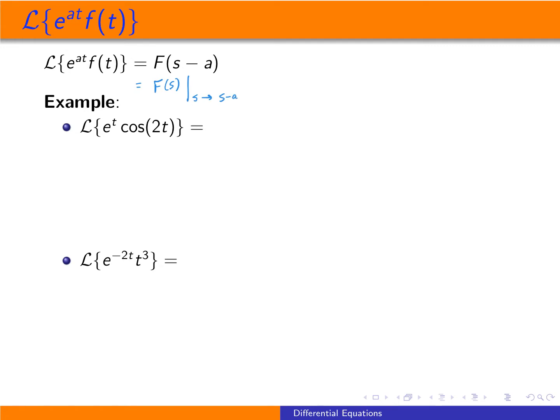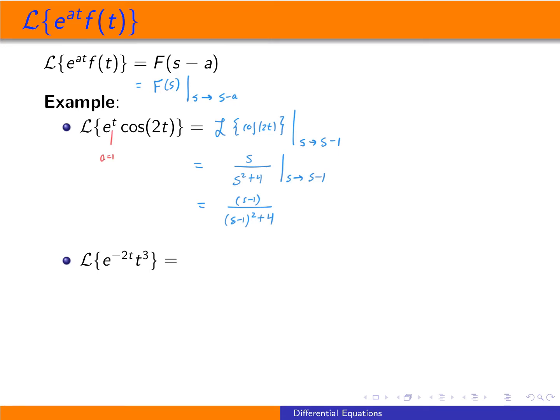So for example, if we wanted to evaluate the Laplace transform of e to the t cosine of 2t, our a value is 1. So this will be the Laplace transform of cosine of 2t, where we make the s become an s minus a, so s minus 1. The Laplace transform of cosine of 2t is s over s squared plus 4, and every s needs to become an s minus 1. And we have the desired Laplace transform.